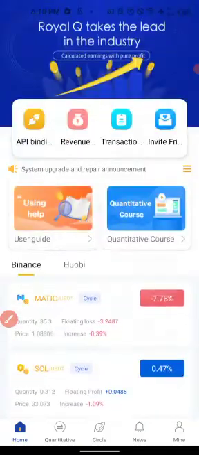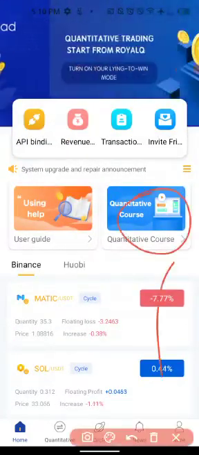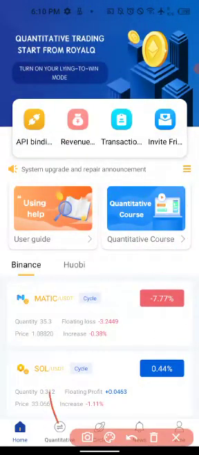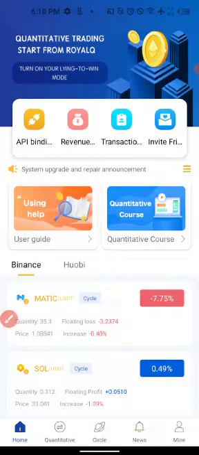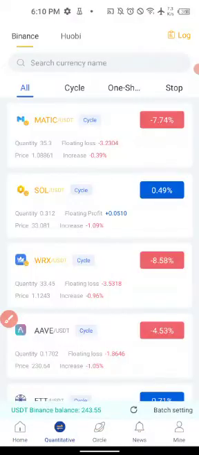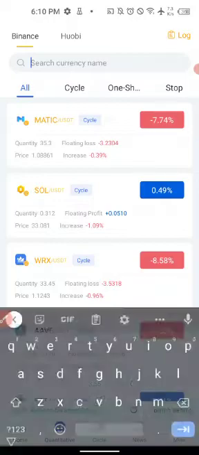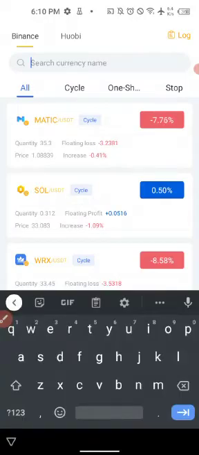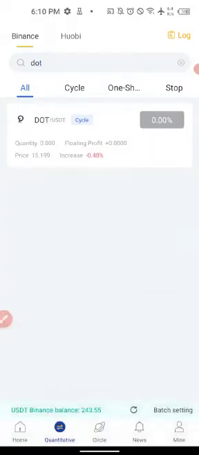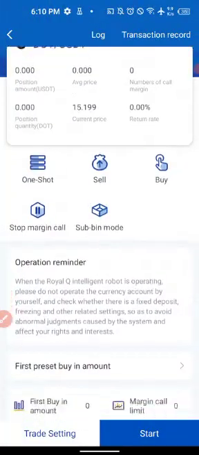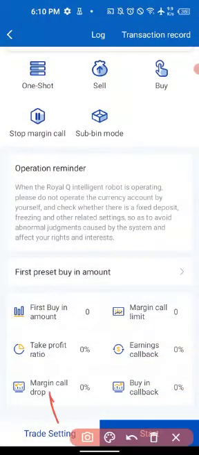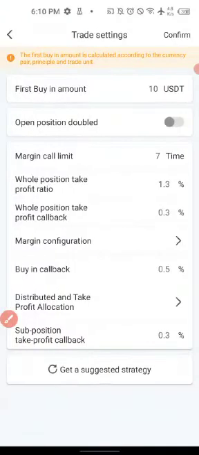So when you want to set a trade, like we said earlier, you come to quantitative. So you go to quantitative and it's quite simple. You pick whatever coin you want to set. So let's imagine I want to set DOT, Polkadot for example. I will first of all need to come to trade settings. I'll click on trade settings.